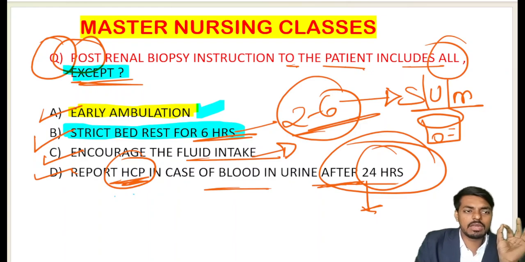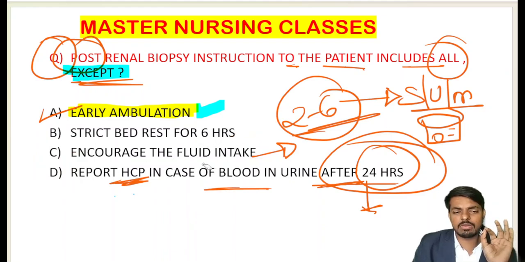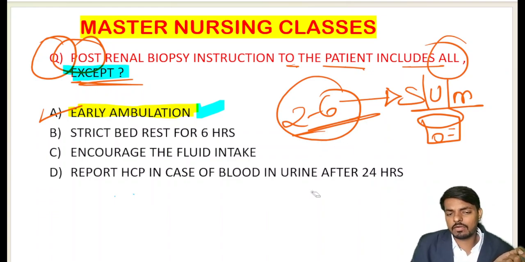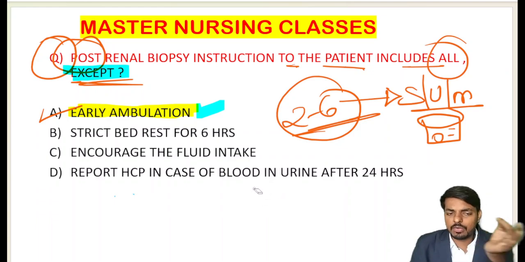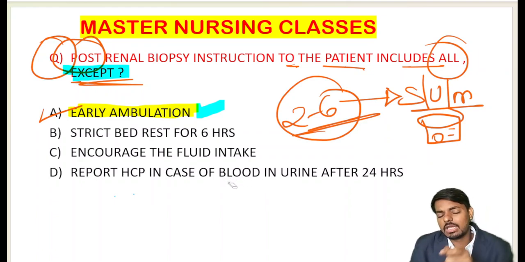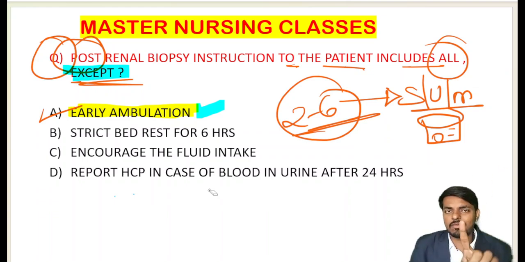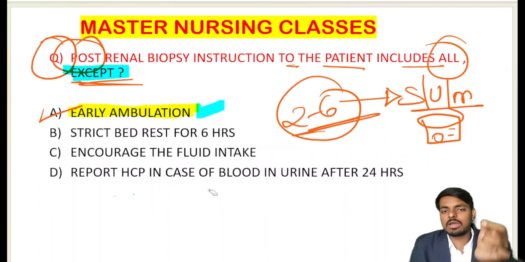We will never encourage early ambulation in a patient with a renal biopsy. Instead, strict bed rest for six hours and encouraging fluids. If there is active bleeding in the urine, or if you find blood or clots in the urine after 24 hours, the patient needs to report to the hospital. And if the person has fever or respiratory difficulty, we also advise the patient to visit the doctor, because respiratory difficulty indicates post-procedural atelectasis, and fever indicates kidney infection due to inappropriate or non-sterile technique during the renal biopsy.